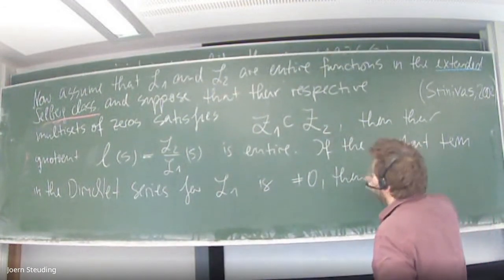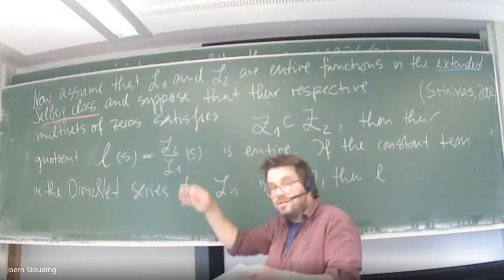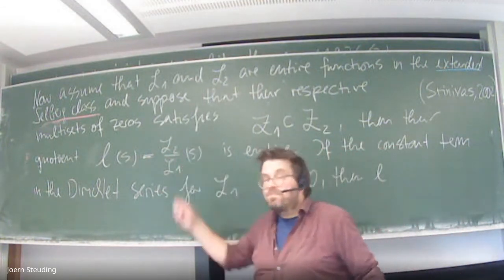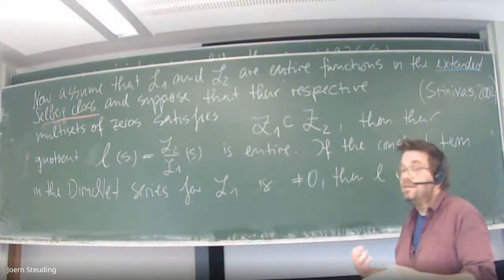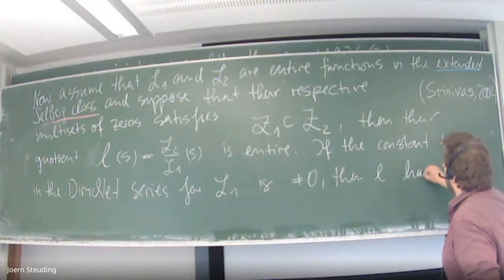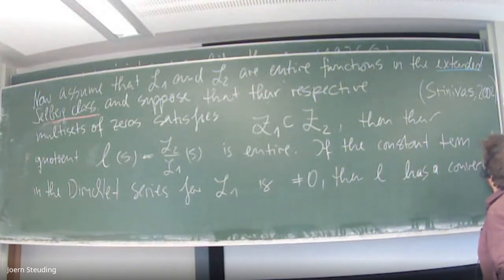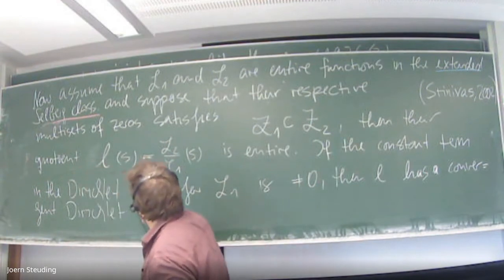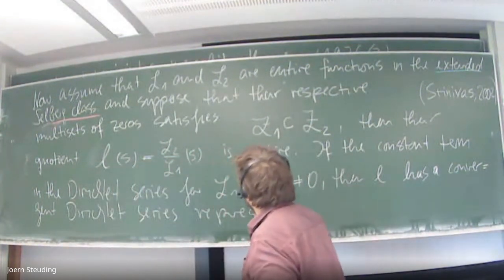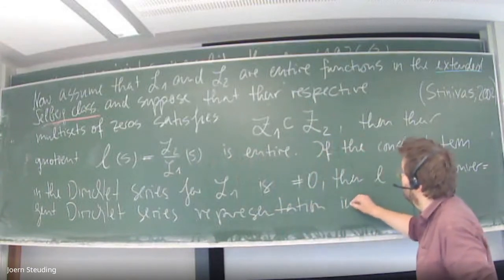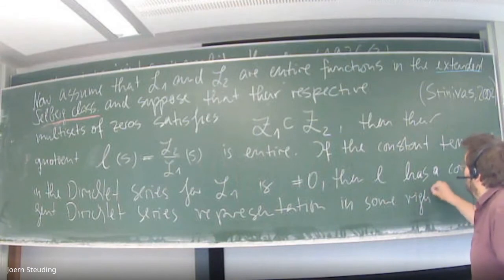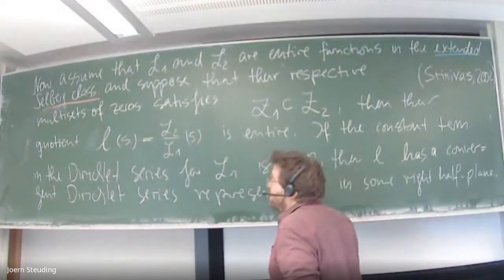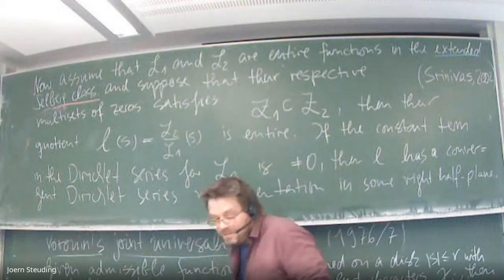And that implies that 1 over L1 of s is a Dirichlet series. It's multiplied with the Dirichlet series of L2 in some half plane. And their product is, by Dirichlet convolution, again a Dirichlet series. So L has a convergent Dirichlet series representation in some right half plane. So the details are a little bit technical, but there is nothing deep behind that.